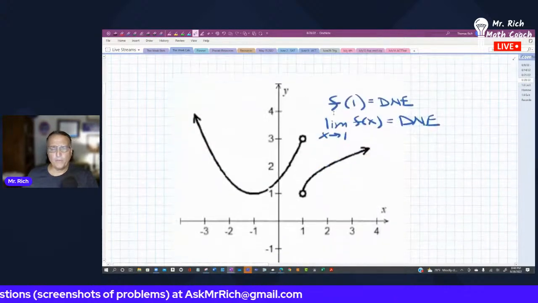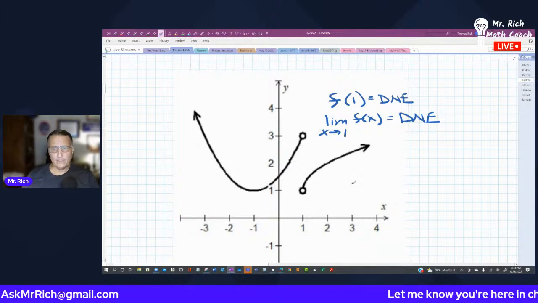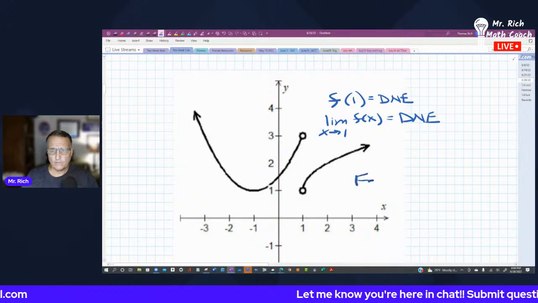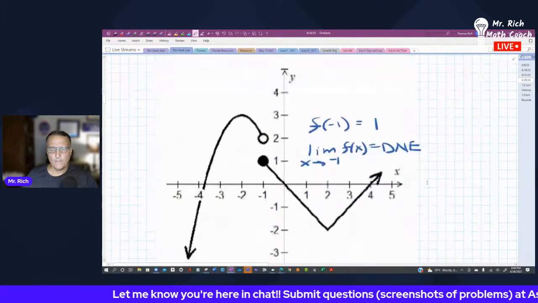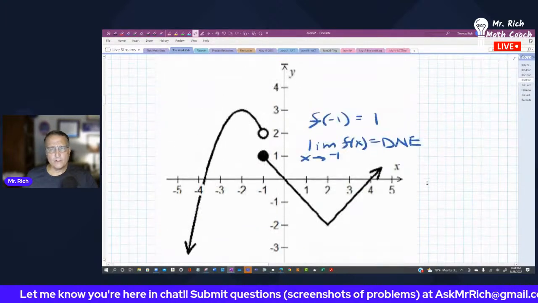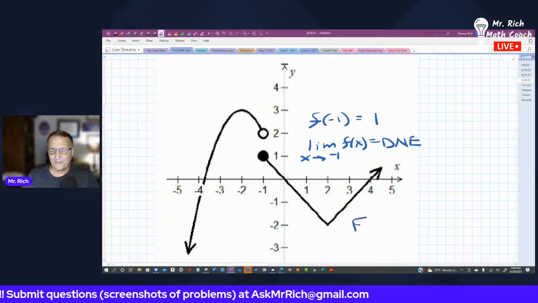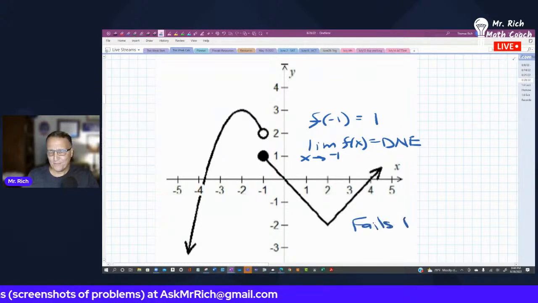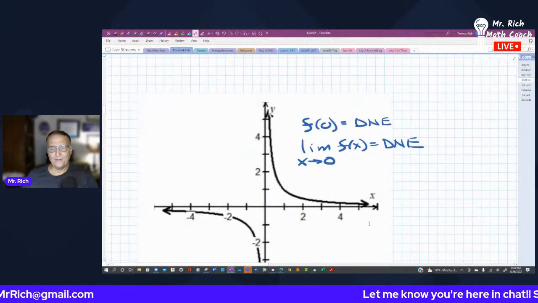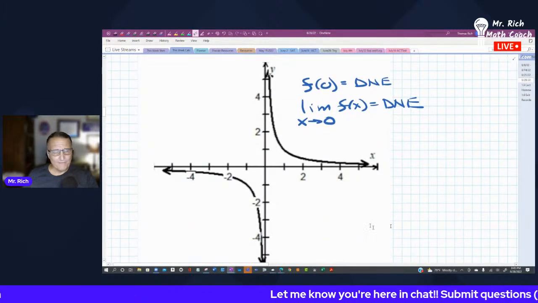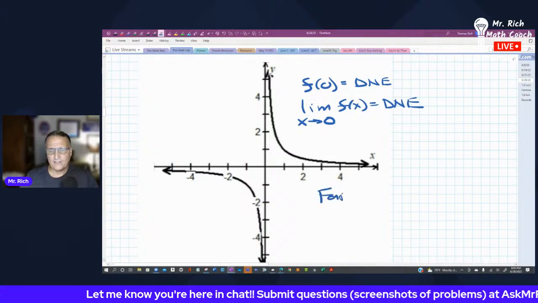If we go to the third one and take a look at this, this fails condition number one again. So definitely not continuous. This doesn't fail one, but it does fail number two because the limit doesn't exist. So this fails condition number two that we had looked at. And then we look at this one, which fails both conditions one and two. So it's definitely not continuous.